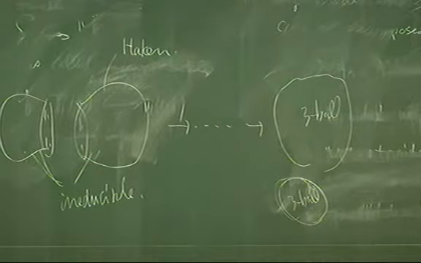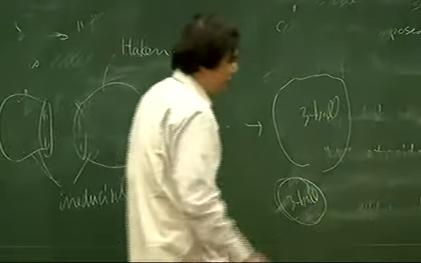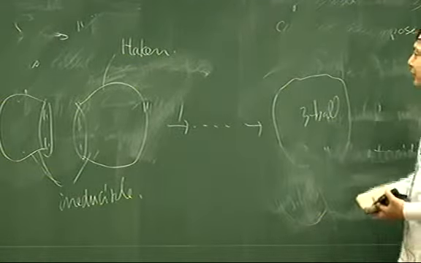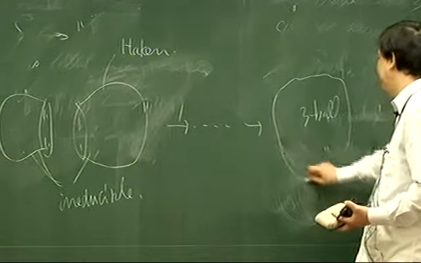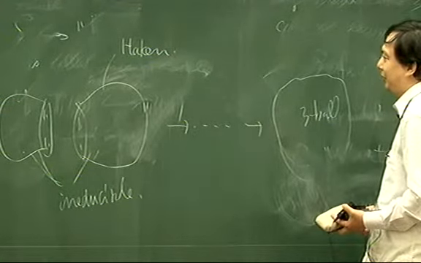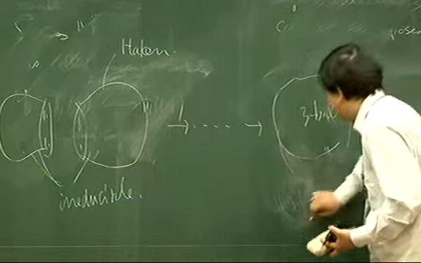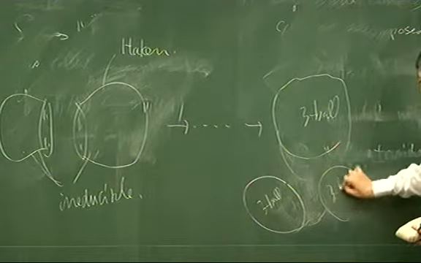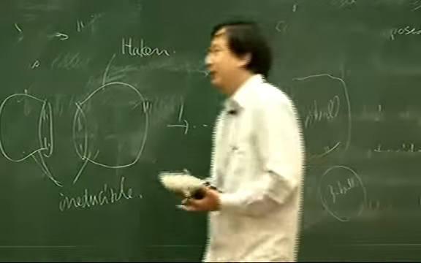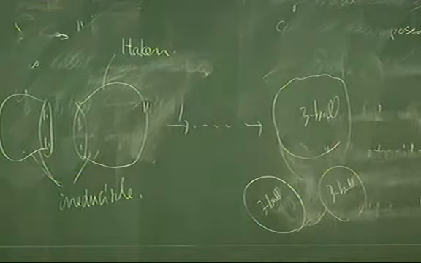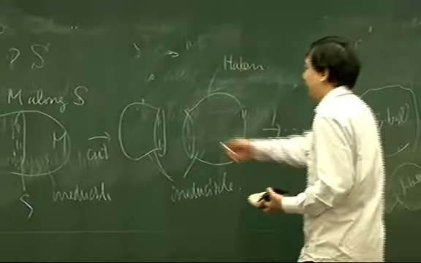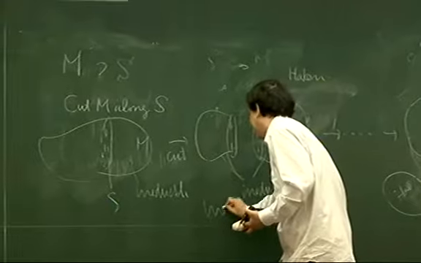If you choose an appropriate incompressible surface, you can make, well, I'm not sure. So it might be a disconnected union of 3-balls. So this is the process of cutting along incompressible surfaces. This kind of construction is called the hierarchy.